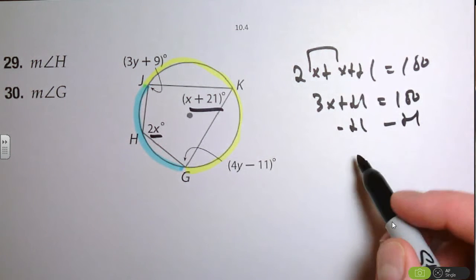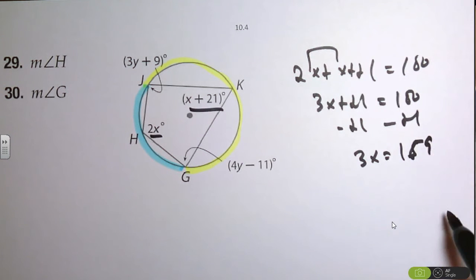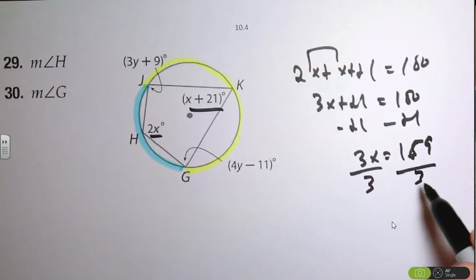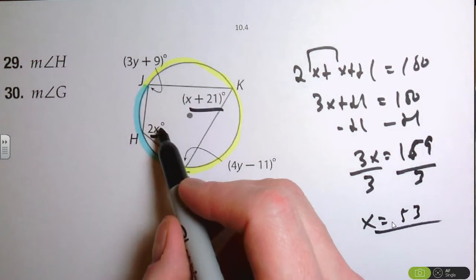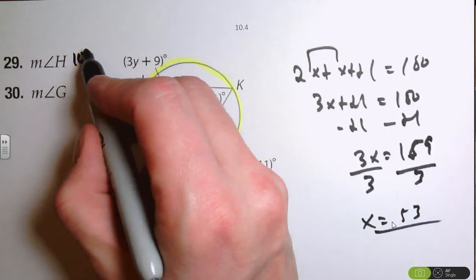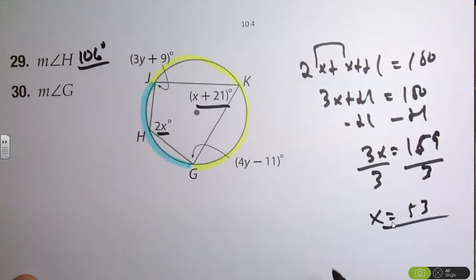Subtract 21. We get 159. Divide by 3. X is 53. So plug 53 back in. 2 times 53 is 106. Okay. And then we do the exact same thing for angle G.